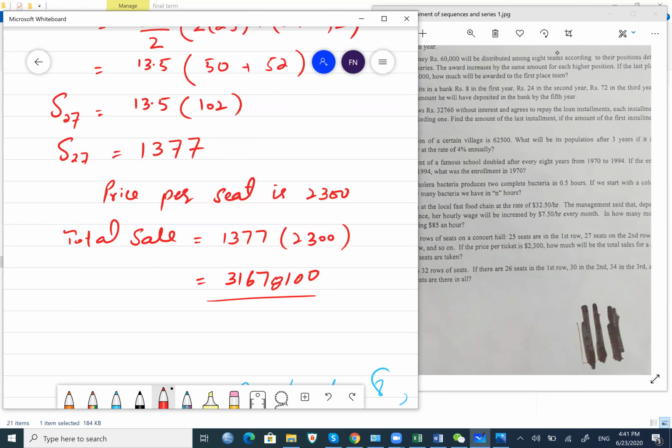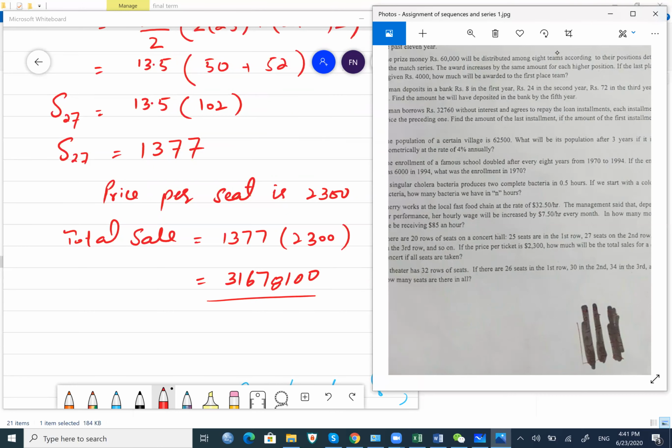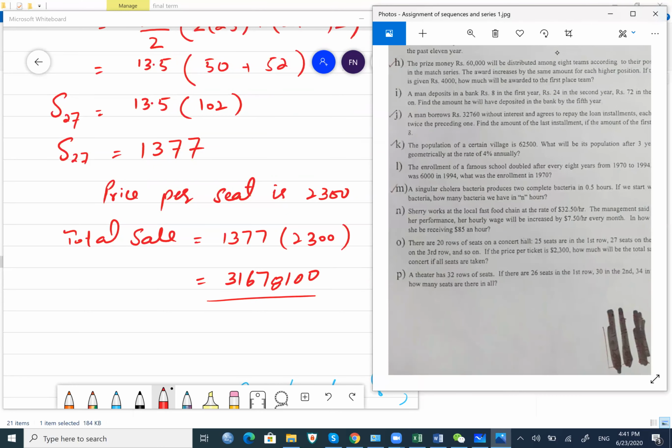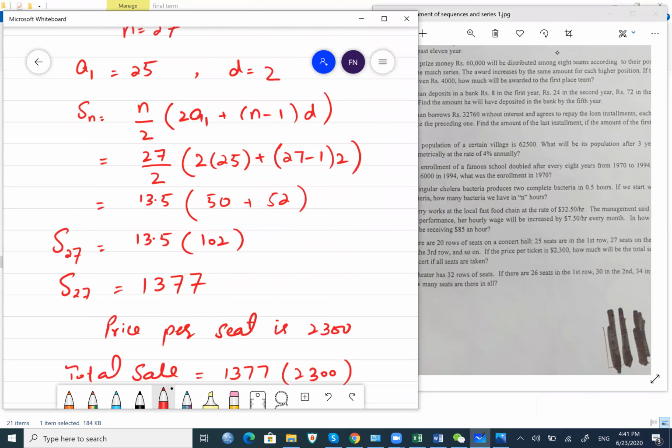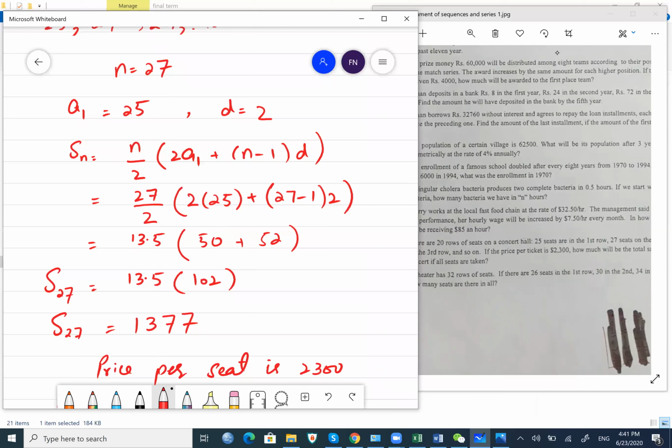What's wrong with this? Why do you think it is not correct? Because the answer was 880. There are 20 rows. Why did I write 27? That is a mistake. There are 20 rows. My bad, so it should be 20. So n is 20.